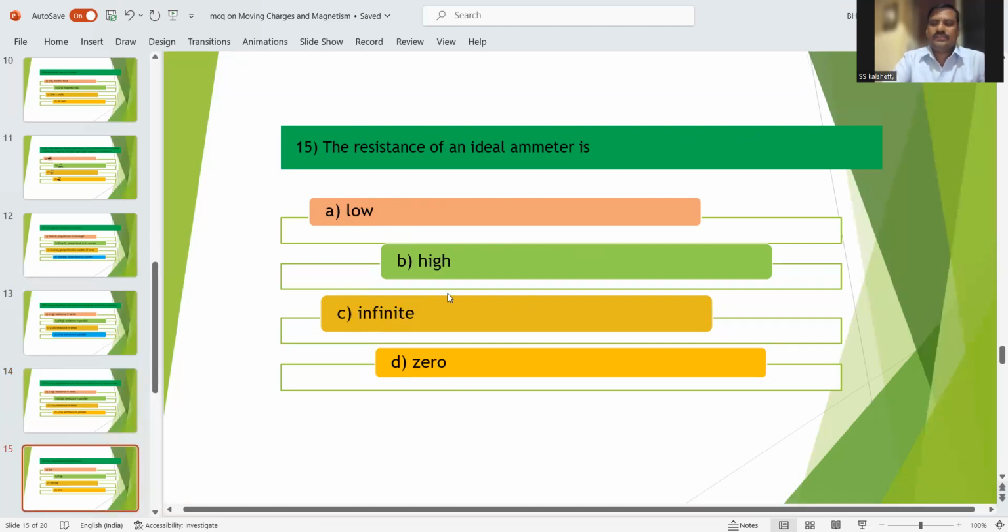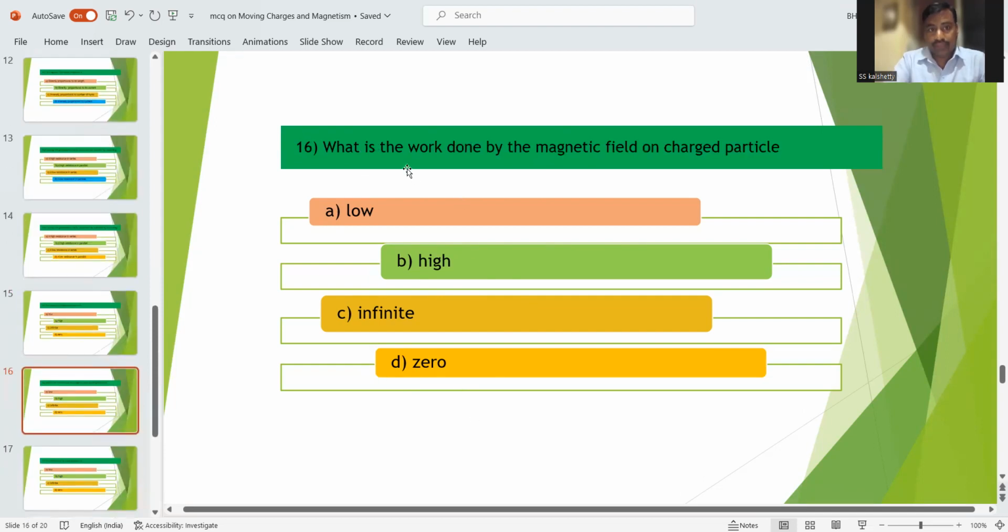Now question number 15. The resistance of an ideal ammeter is 0, because no resistance is 0. So option D is the right answer. Now the 16th question: what is the work done by the magnetic field on a charged particle? The work done is 0. Why? In the case of a magnetic field, the force is always perpendicular to the motion, so the work done will be 0, right? So option D is the right answer.